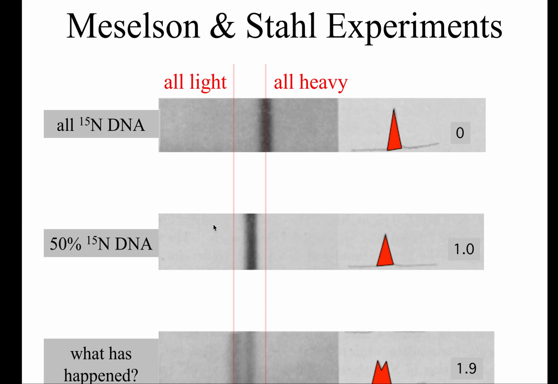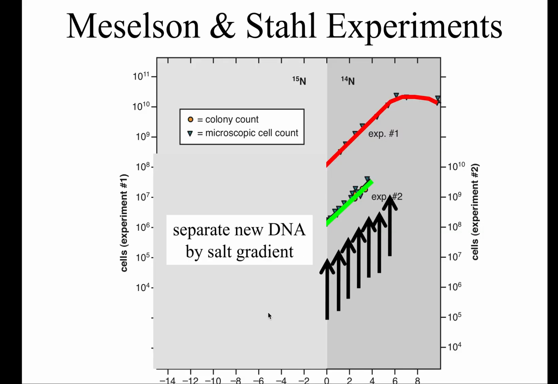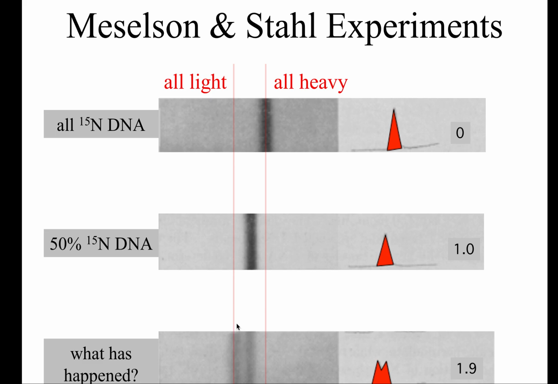Then when they switch to all light, first it looks like it's in between, and then later it looks like there are two bands. One of the bands is all light, all N14, and one is in between. So it's not like you have a band here and a band over here, not all light and all heavy. You have some that is all light and some that is partially light and partially heavy.